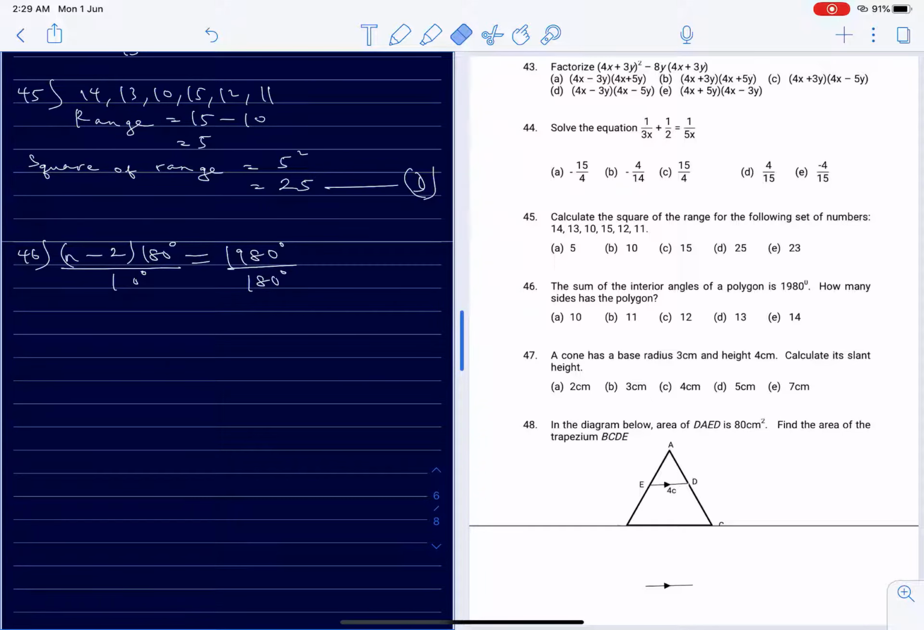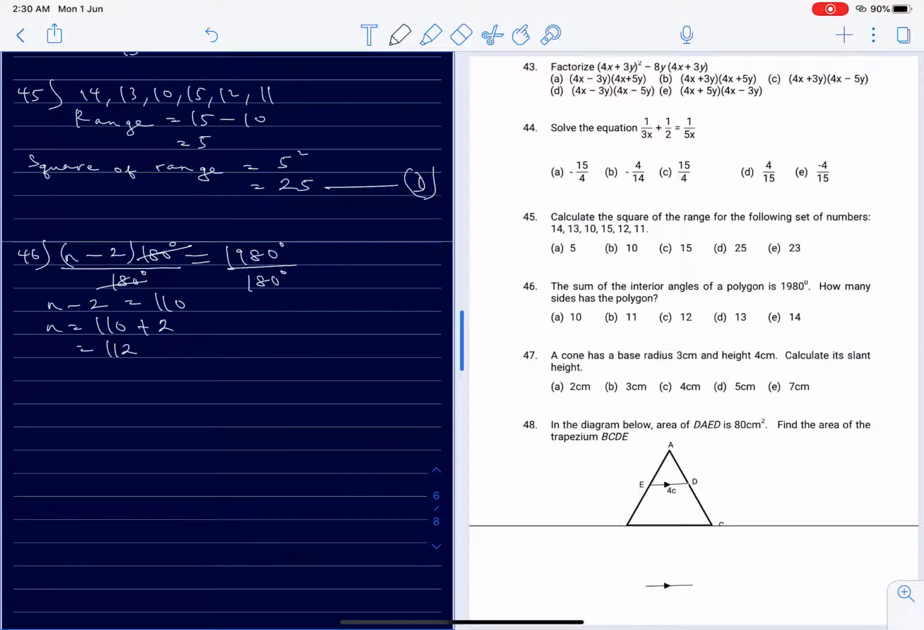180 cancels 180. And then we have n minus 2 equals, what is 1980 divided by 180? That's 110. And that means n equals 110 plus 2 if you move 2 to the right hand side, and that's 112.